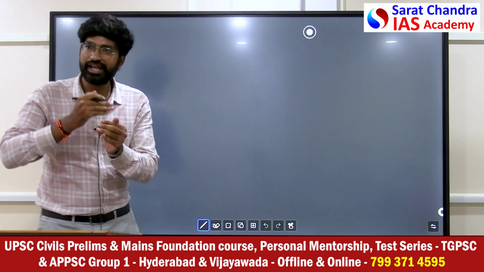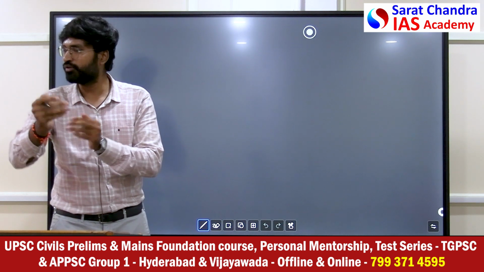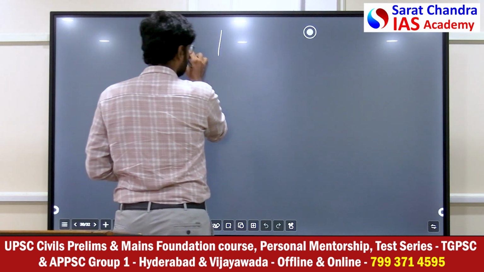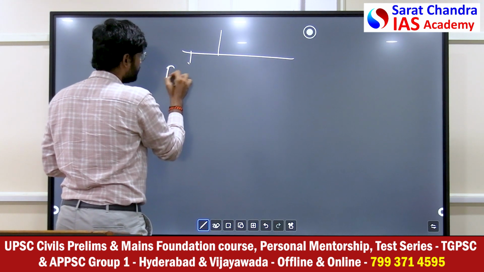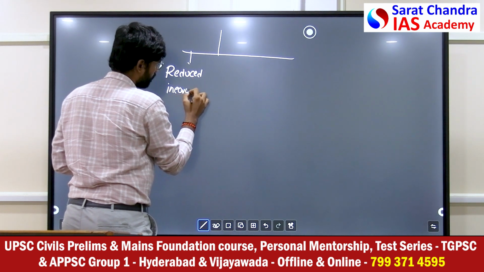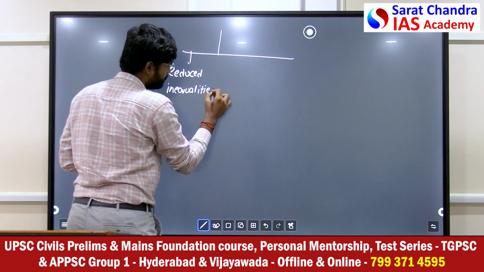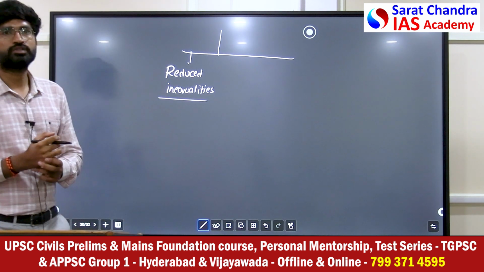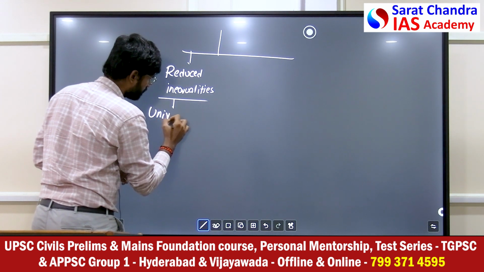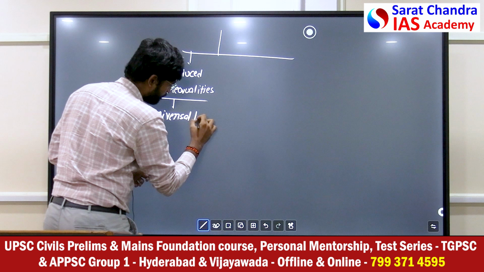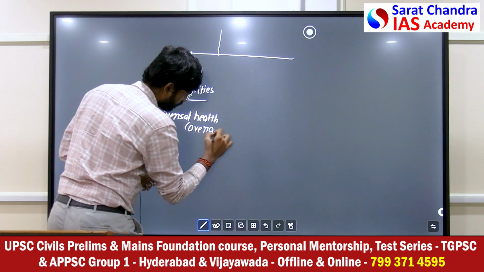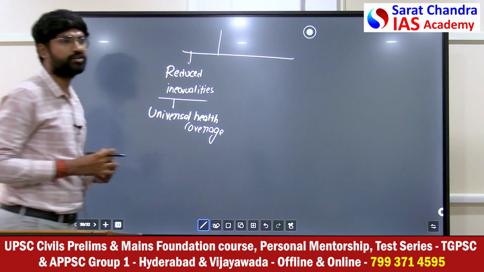So if you want to break from that vicious cycle of poverty, you need to focus on only these three things. The first thing is reduced inequalities. You need to focus on reduced inequalities. For this, you can go for universal health coverage.